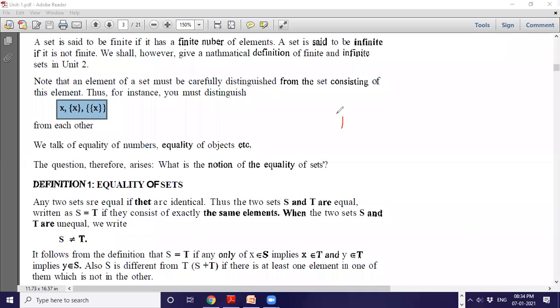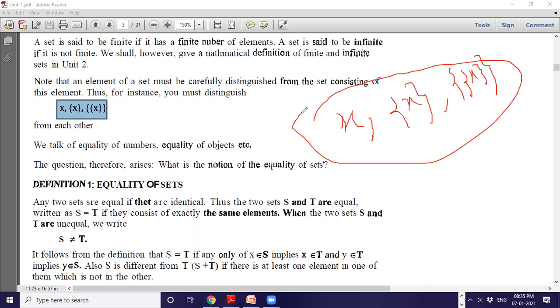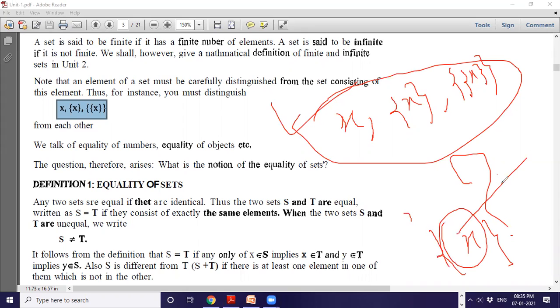What have I written? X, then {x}, then {{x}}. Are they all the same or are they different? What's your point of view? You may comment on it. So please comment the answer. Don't worry, I'll discuss this in the next lecture. But do remember that we usually use this to represent a set, and this is an element of this set.